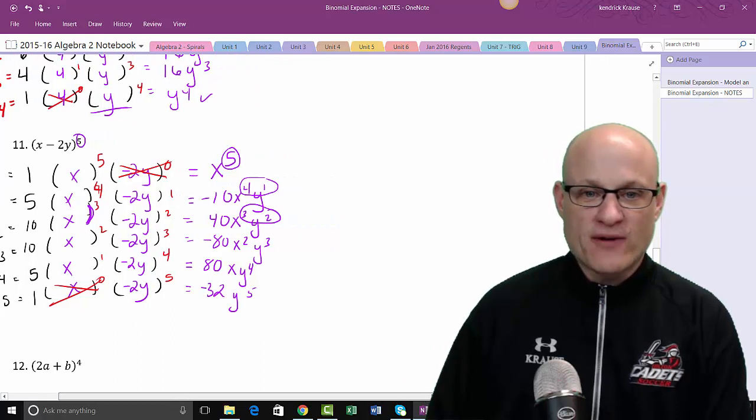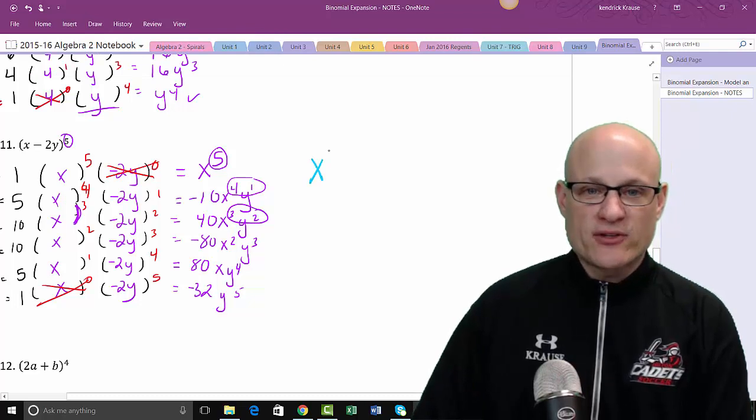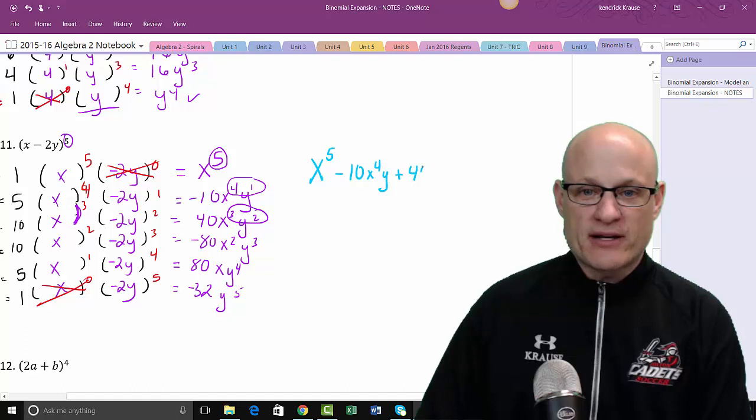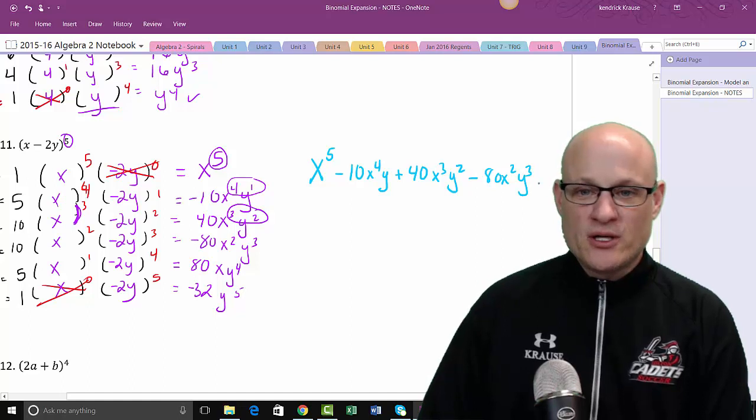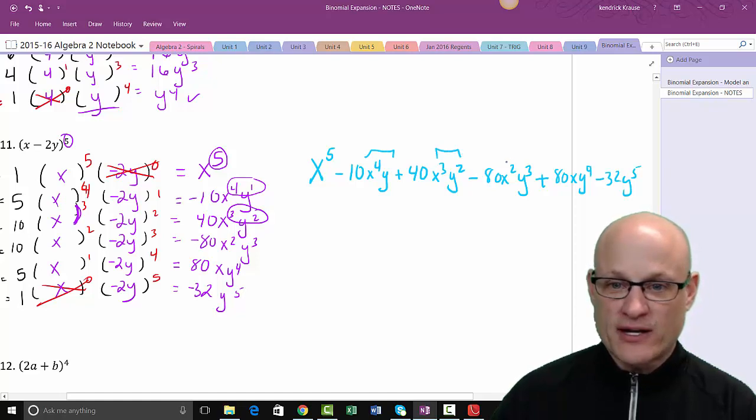All right, let's put our final answer out here then. We'll get it a different color. So our final answer is x to the 5th minus 10x to the 4th y plus, notice how every other one's going plus and minus, 40x cubed y squared minus 80x squared y cubed plus 80x y to the 4th minus 32y to the 5th. Now notice the exponents add up to 5, and so on and so forth.